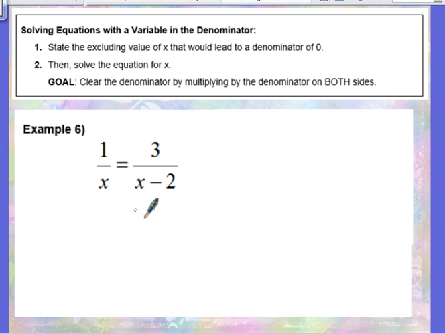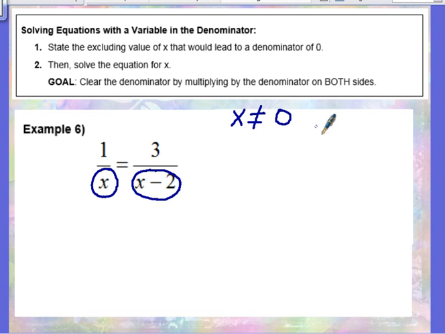Example 6. Notice this time there are 2 denominators. So how many restrictions do you think there might be? Let's take a look at the left. What is x not allowed to be? Because it would give you 0 in the denominator. It cannot be 0. However, over here, there's something different.